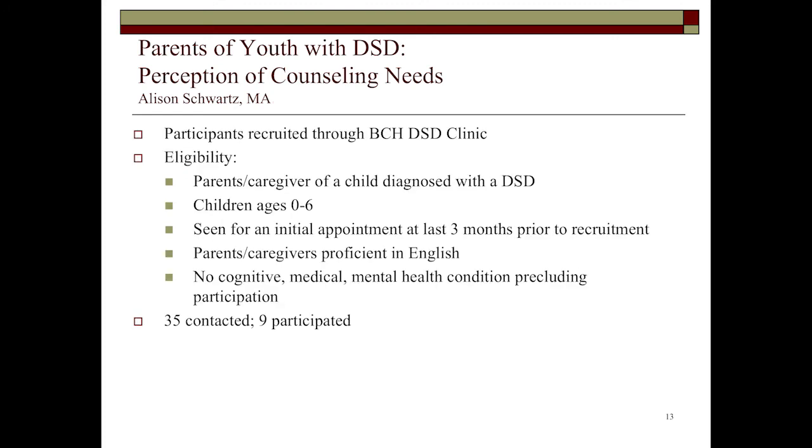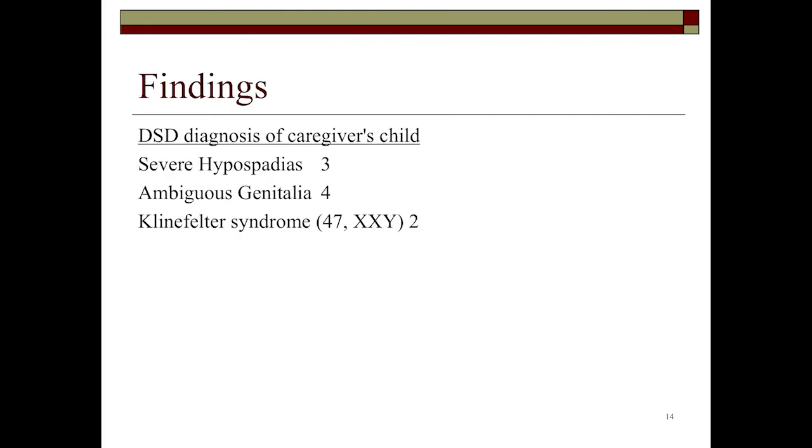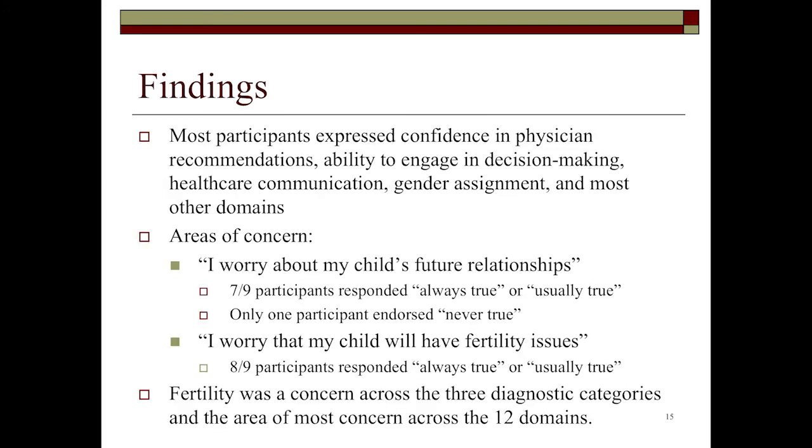We recruited participants through our clinic, and we contacted 35 people. About a quarter of people agreed to be in the study. We didn't have any reimbursement or any incentive for participation. And the caregivers who participated had kids with 3 different DSD conditions: severe hypospadias, ambiguous genitalia, and Klinefelter syndrome. So most participants expressed confidence in all domains.